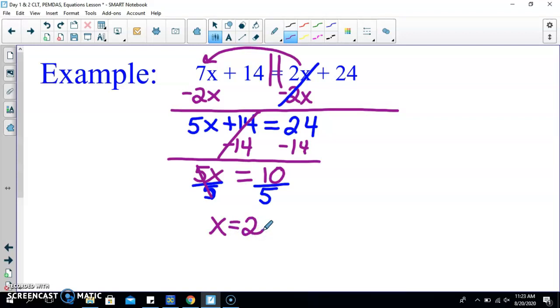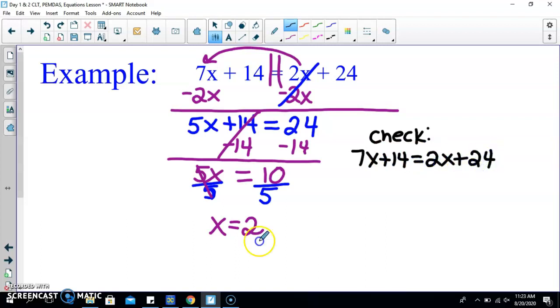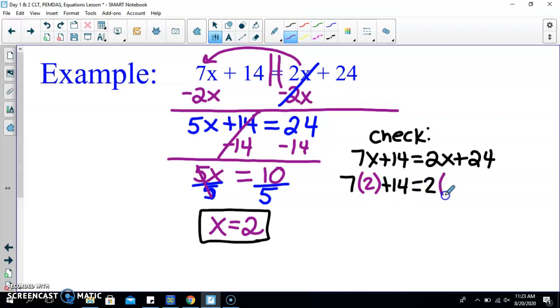Now, if I want to check my answer to make sure I am correct, what I would have to do is plug it back into my original problem. So we had 7x plus 14 was equal to 2x plus 24. Now remember, we just found our x value to be 2. So anywhere I see an x, I'm going to plug that in. So I would have 7 times 2 plus 14 was equal to 2 times 2 plus 24.